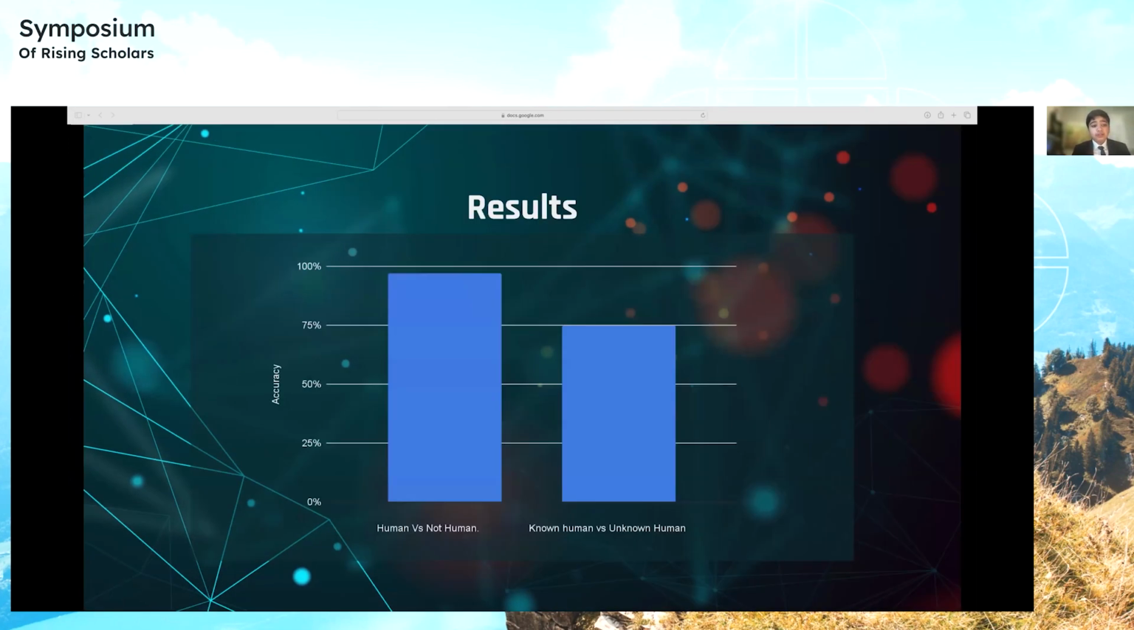We used two models in this project. First, a human versus not human model, which detects whether there's a human in the frame or not. This prevents false alarms because it doesn't notify you if there's just a cat walking in the frame or a bird flying by. Then, if it detects a human, it checks if it's someone known or unknown. For example, if this was set up at my house and I'm going back inside, it would detect if it's my face or an unknown human's face.